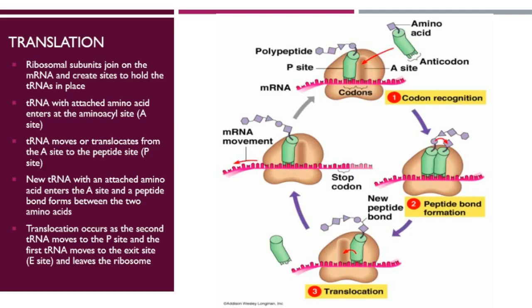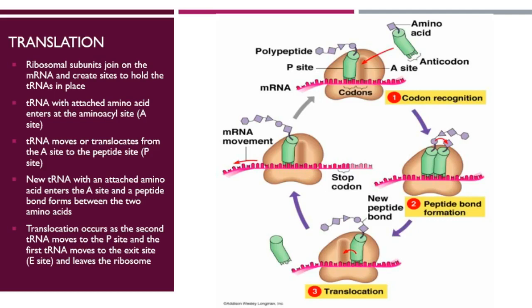And once that has happened, a peptide bond is going to form between those two amino acids from the first transfer RNA and the second transfer RNA. And then translocation, or that movement, is going to happen again, and that second transfer RNA is going to shift to the P site. And this first transfer RNA is going to shift to the E site or the exit site. And that is how it will leave the ribosome.